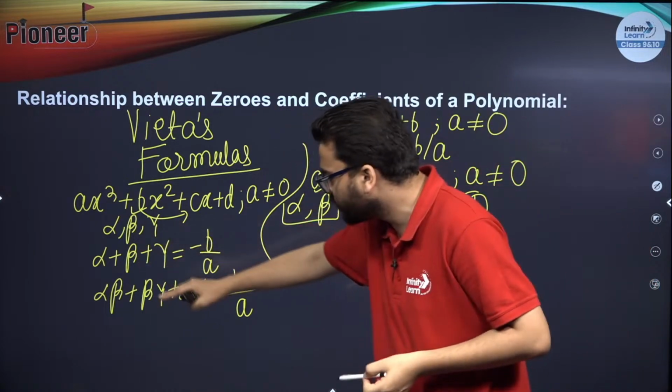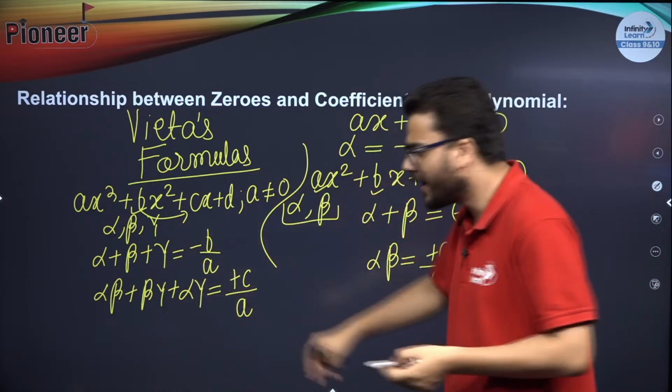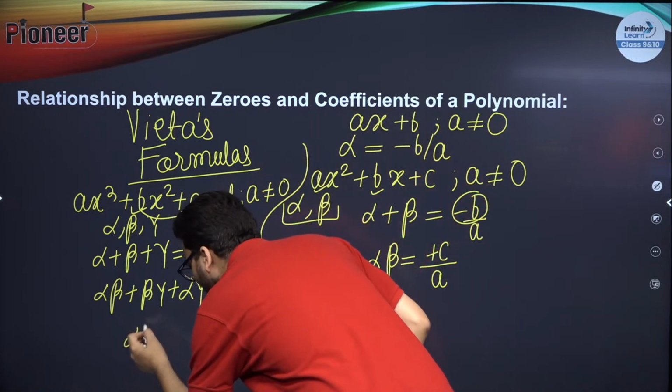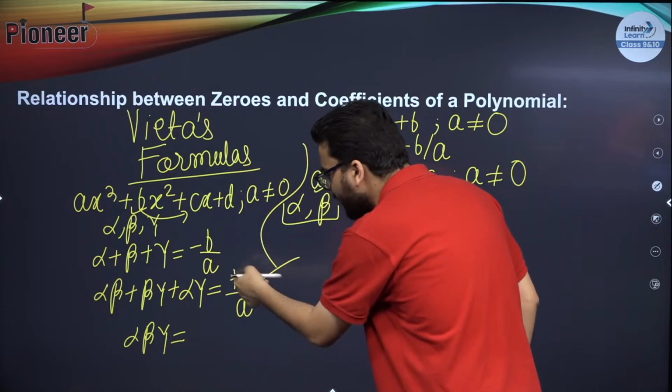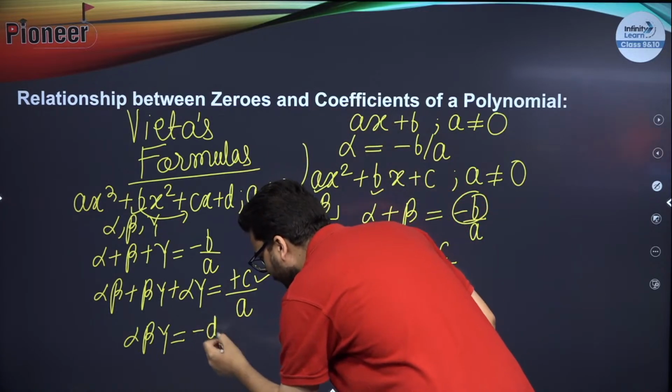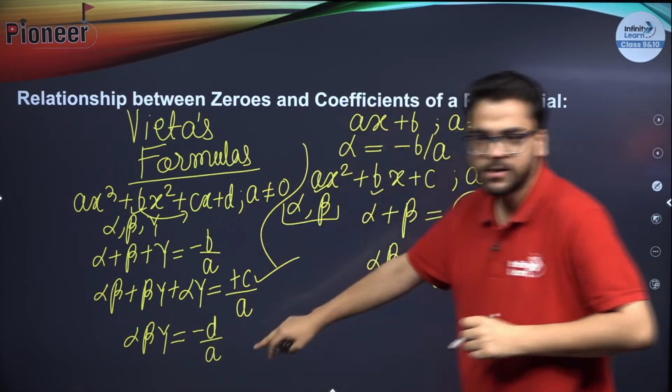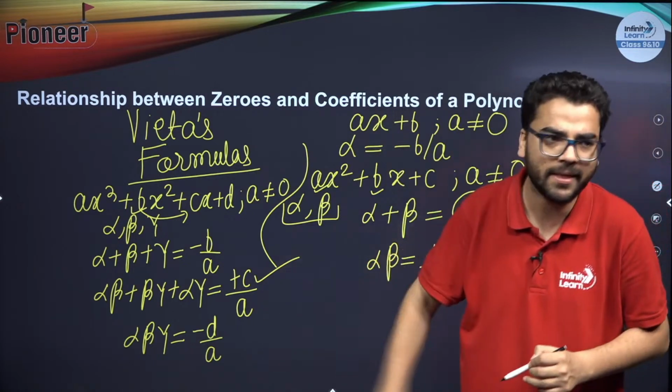Now what is left? One zero at a time, two zeros at a time. Now I will take three zeros at a time. So that will be alpha beta gamma. So you see plus c by a, change the sign to minus d by a. So that is the pattern for how you remember that.